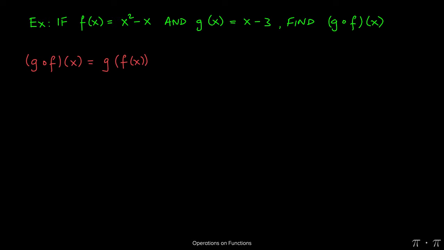So with g composed of f of x, we're taking f of x and plugging it into g of x. So that means in this case, that function x squared minus x has to get plugged into this x by itself. And this question is actually quite short. Instead of x, we replace it with x squared minus x. Remember to put the function in parentheses, minus the 3.